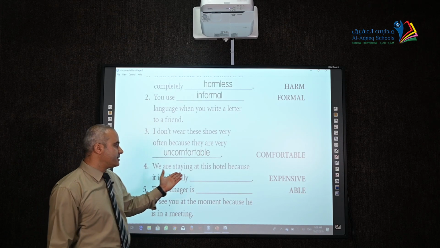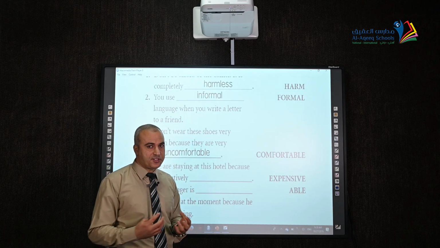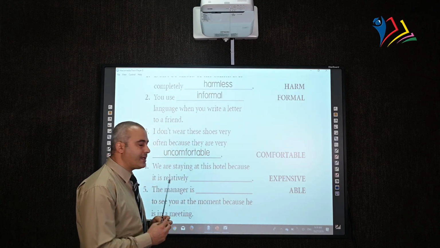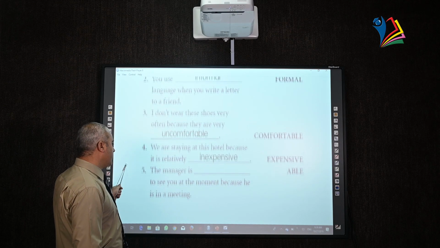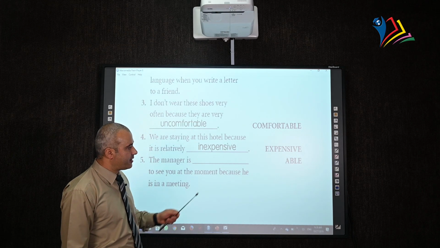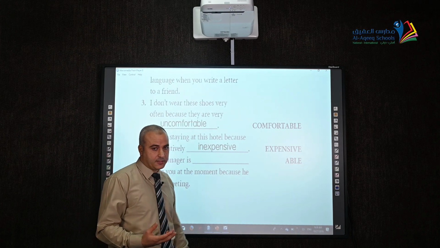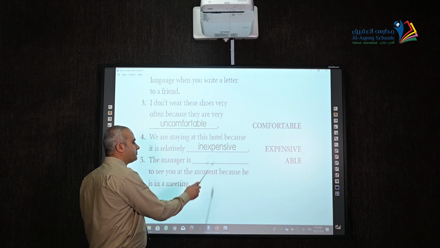We are staying at this hotel because it is relatively inexpensive. I want to say it is cheap. It is not costly. We say inexpensive. The manager is unable to see you at the moment because he is in a meeting. Able: I want to say he can't see me right now, so I use the prefix un: unable.